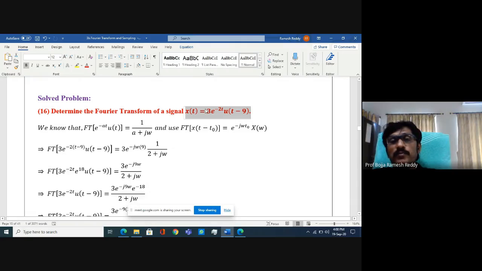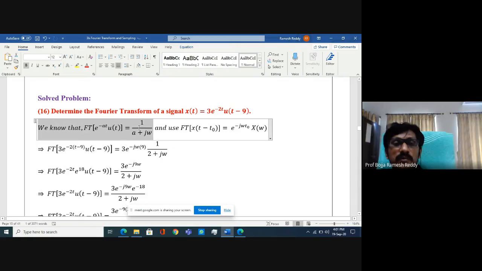No. If the complete signal is shifted, suppose x of t minus 9 is equal to 3 e power minus 2 into t minus 9, it is t minus 9. Then only apply the time shifting property, otherwise no. That's why first see, we know the Fourier transform of e power minus a t u of t. We have to use this formula and use the time shifting property. By using both the things, we can solve this problem.